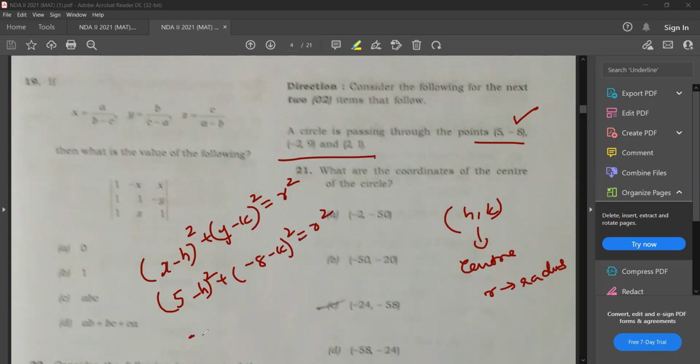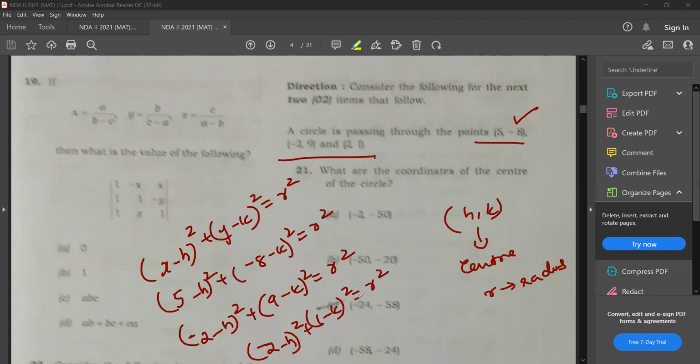Take the second one. Similarly, write the equation: minus 2 minus h the whole square plus 9 minus k the whole square is equal to r square. Then take the third one: 2 minus h the whole square plus 1 minus k the whole square is equal to r square. One thing you can do is take the options and check. You'll get the answer as minus 58 comma minus 24.